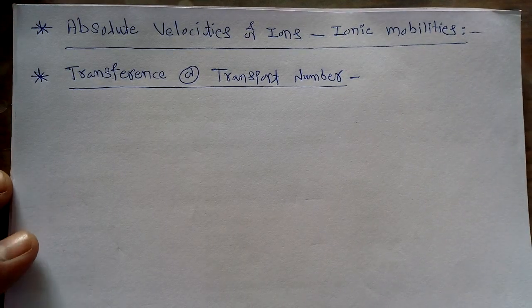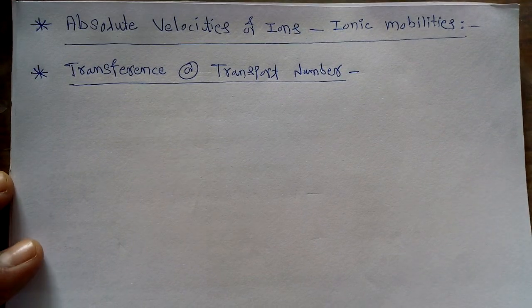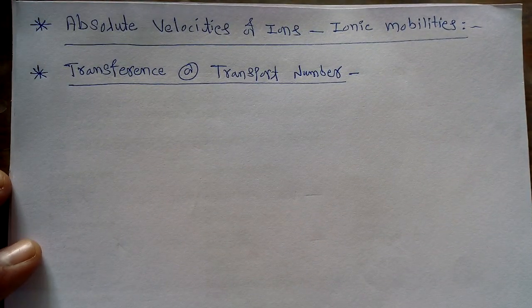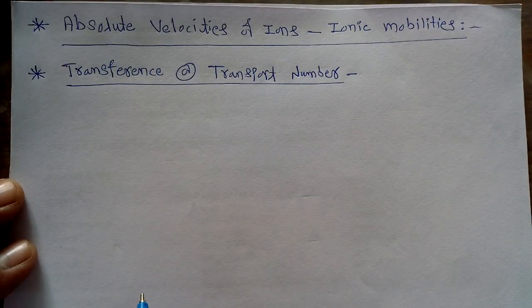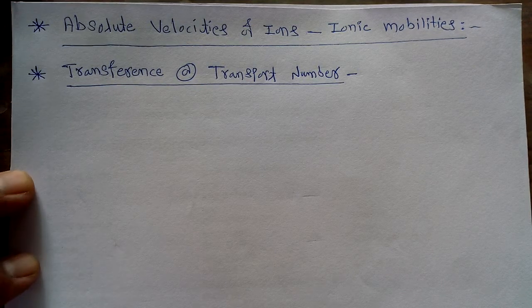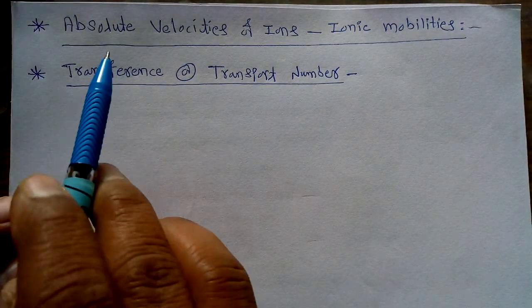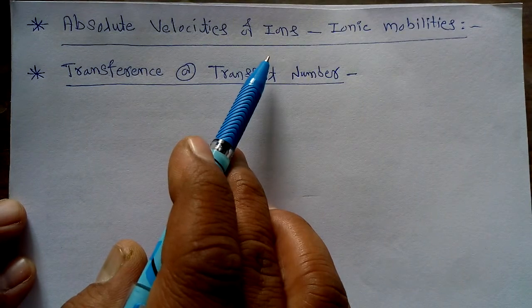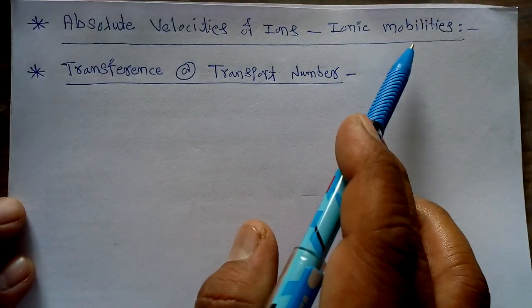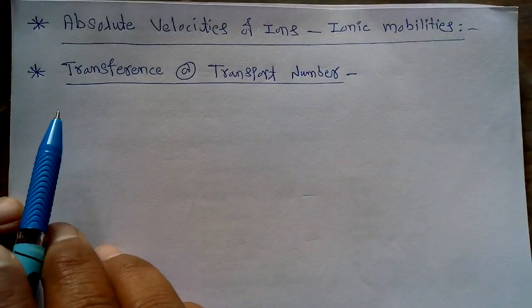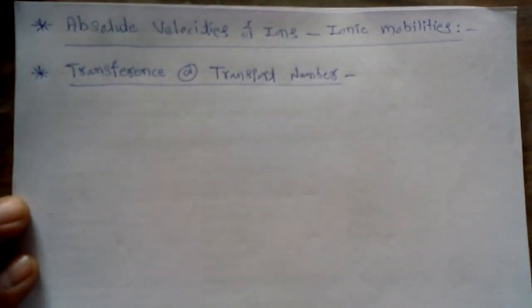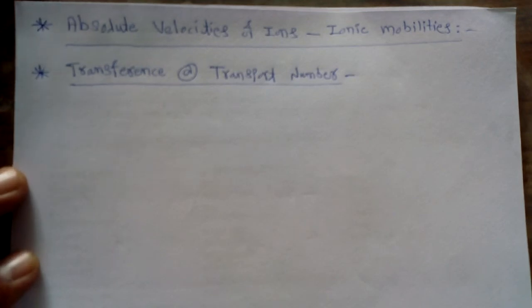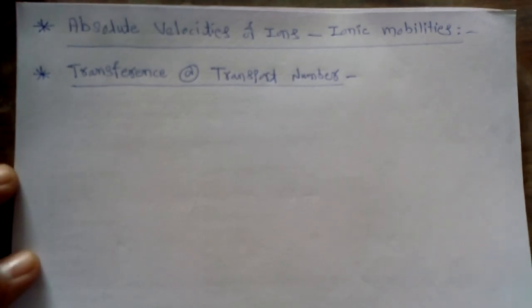In the last lecture, we studied one important point from the chapter called the applications of conductance measurements. In the current lecture, we are going to take the next point from this chapter, the absolute velocities of ions, that is the ionic mobilities, as well as the next important point, transference or transport number. What is the meaning of these points? That is what we have to clarify in the current lecture.